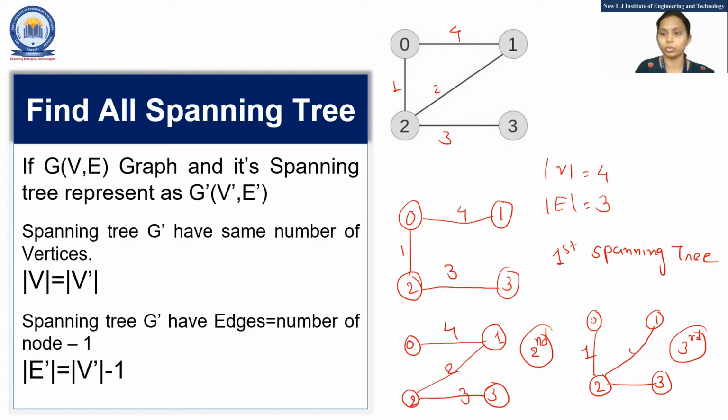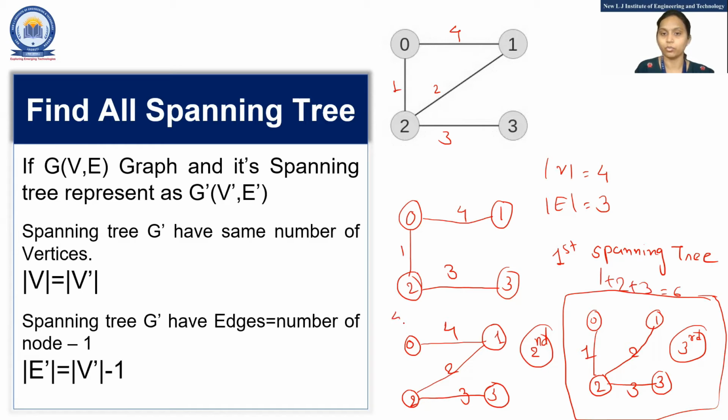Here, 1, 2, and 3. So of course, this is the spanning tree with the minimum weight sum. Like here, 1 plus 2 plus 3, so it is 6.